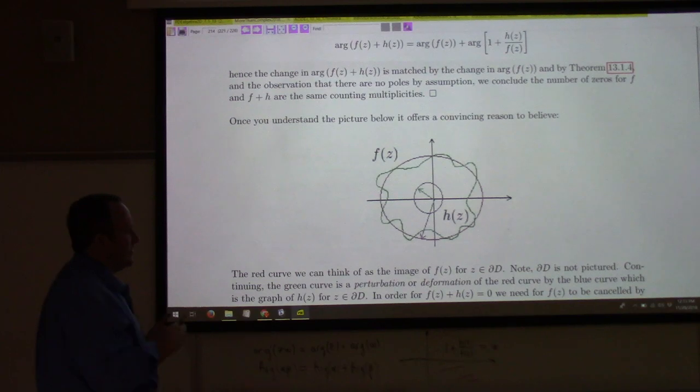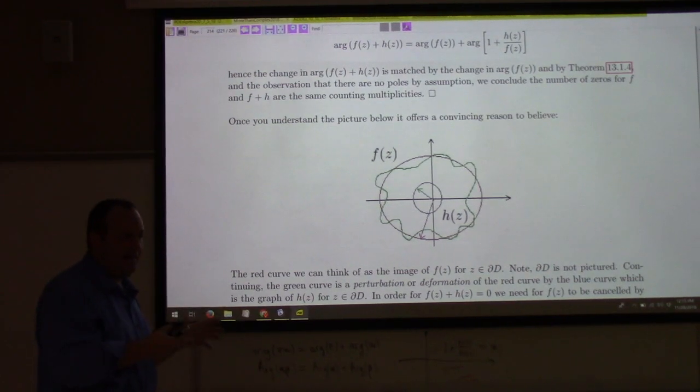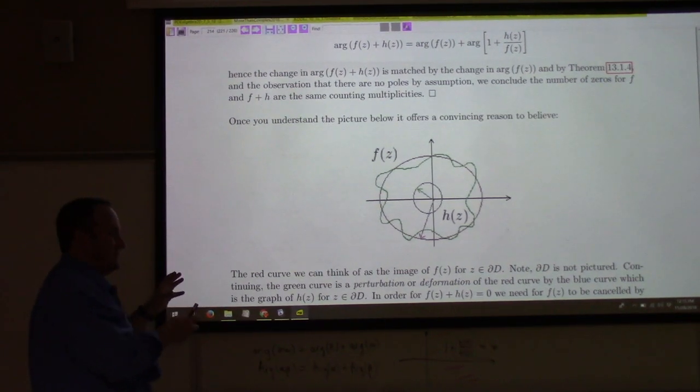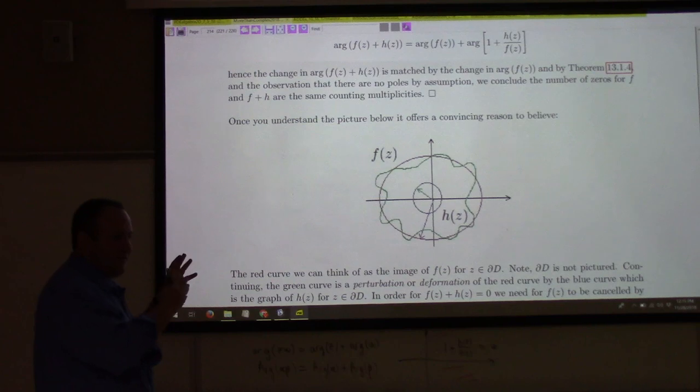I guess there would be a more complicated and perhaps improved picture where you actually took a specific boundary of D and plotted both the boundary of D, the image of f, the image of g, and the image of f plus g with a couple of points being tracked. That would be an improved picture to see what's going on, but I've not seen that picture in a book anywhere.